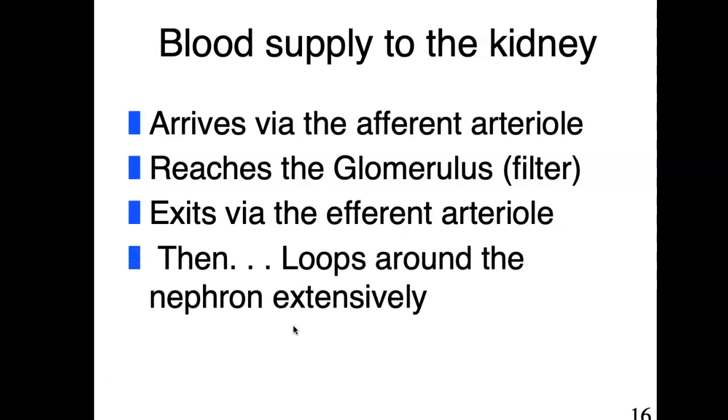After it exits as an efferent arteriole, that arteriole itself is going to loop around the nephron. Now think, why do you want that little artery to be in such close proximity to the nephron? Because when you need to reabsorb or recycle some of that water that you might have filtered, that capillary is right there ready to receive that water back. Because remember, you don't want to lose too much water in the process of manufacturing urine.